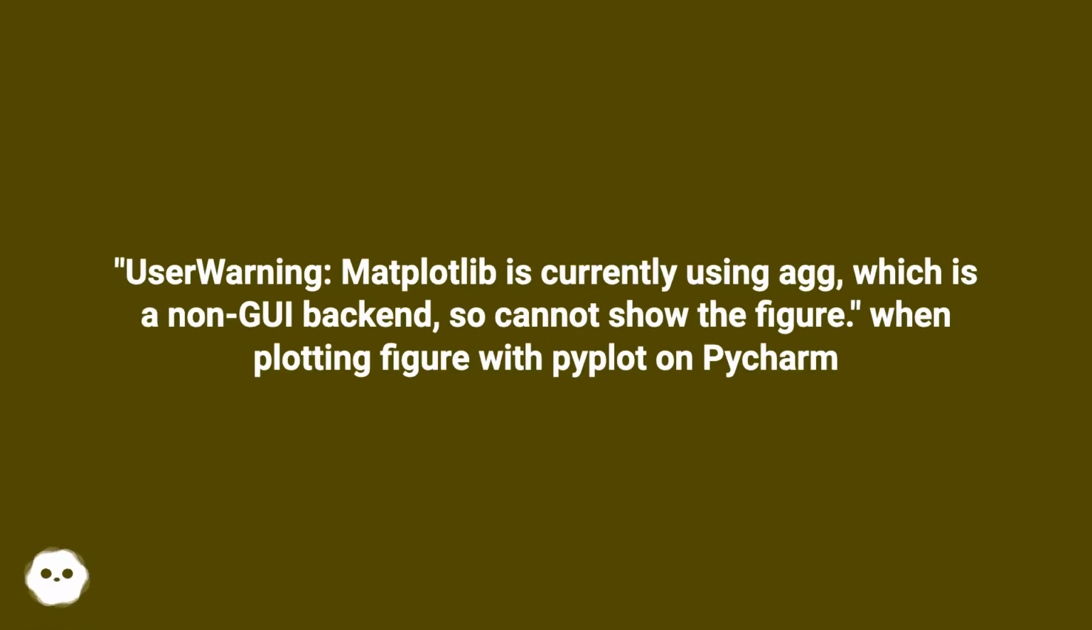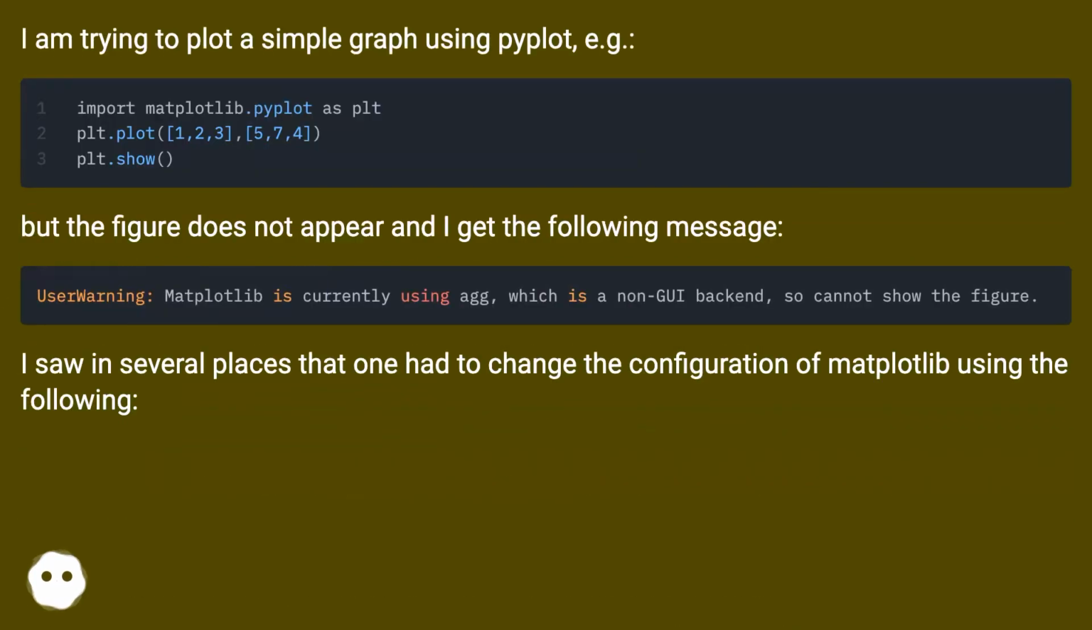User warning: Matplotlib is currently using agg, which is a non-GUI backend, so cannot show the figure, when plotting a figure with pyplot on PyCharm. I am trying to plot a simple graph using pyplot, e.g. But the figure does not appear and I get the following message.